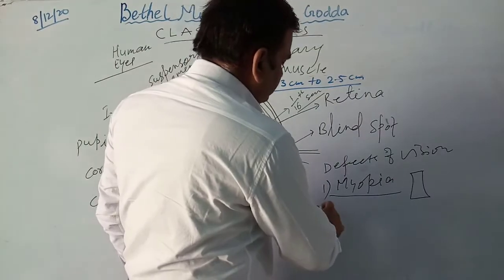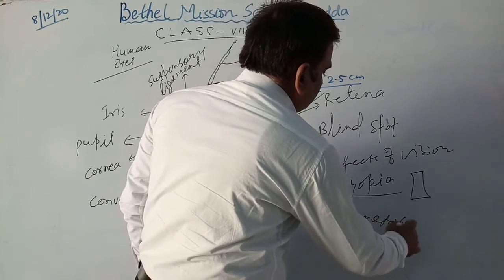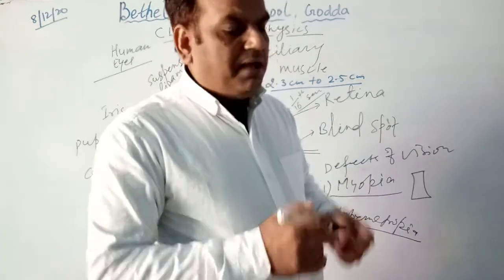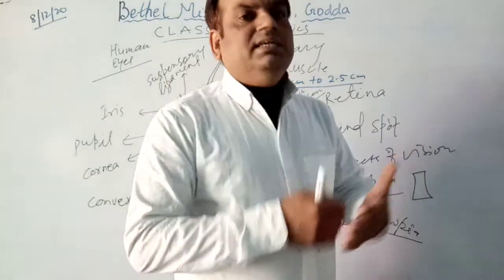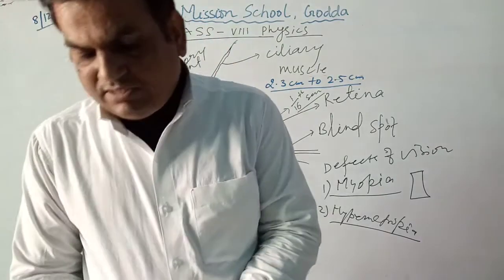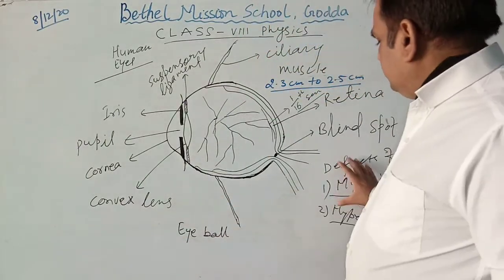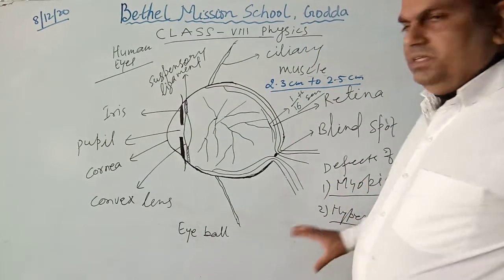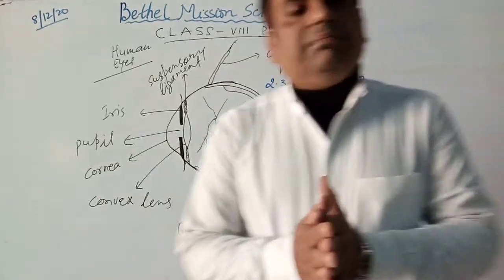Second is hypermetropia, or long-sightedness. Hypermetropia means the person is unable to see nearby objects. The person doesn't see the nearby object. This defect is known as hypermetropia. These two kinds of defects, myopia and hypermetropia, can occur at any age.